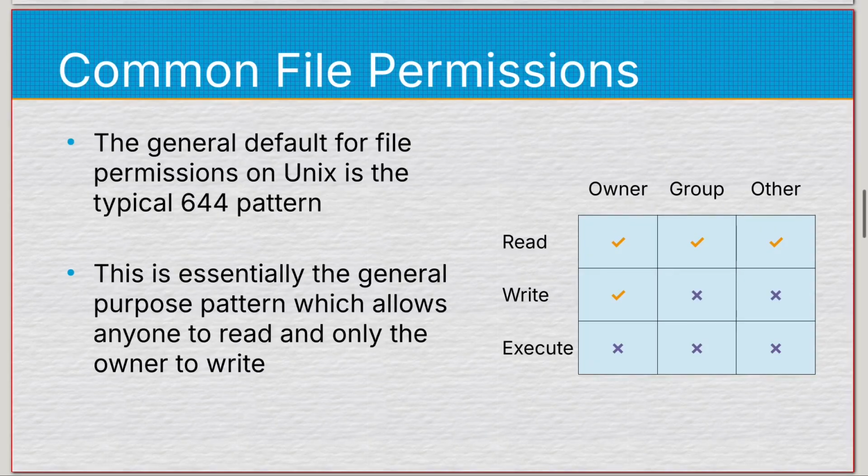Now, the common file permissions that we're going to see is the ubiquitous 644 pattern. I've already written that a few times, and it's just the general purpose: allow anyone to read, but only the owner to write. Remember that's 4, that's 2, and this is 1. So read and write are both set for the owner, that's 6, and then both group and other only have read access.